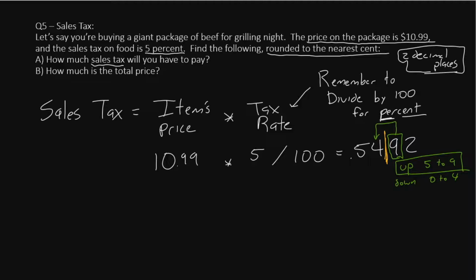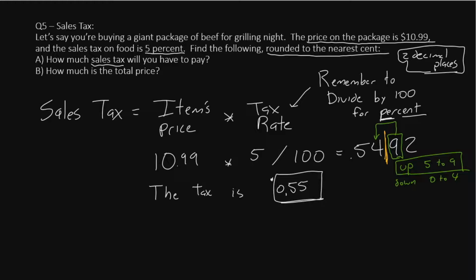Now, if this goes up by 1, we get 0.55. And you can write it with a 0 in front of the decimal point, as if to say the sales tax is 55 cents.